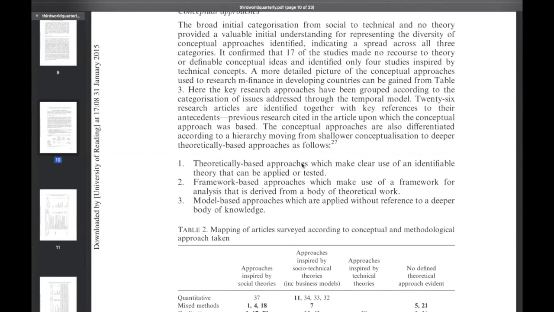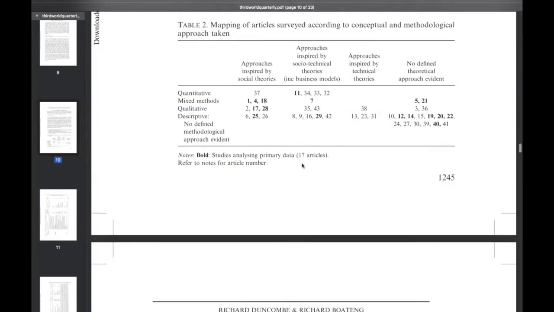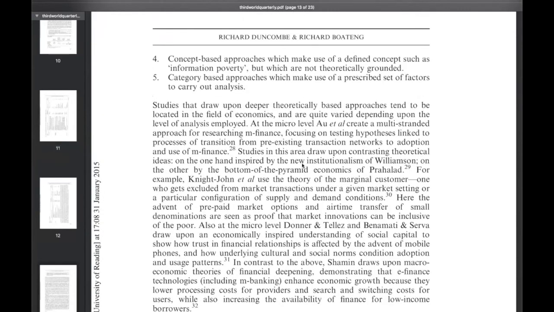Then sometimes people's work is based on a framework. They develop a framework from different readings, and they use that to do their study. Then sometimes people use models as part of their work. They may pick a model, or develop a model which is not from a deeper body of knowledge, but even take it from practice and use it to do the work. But then there are others who take concept-based approaches. So the concept is what is used for discussion, like the ripple effect concept or the information poverty concept.